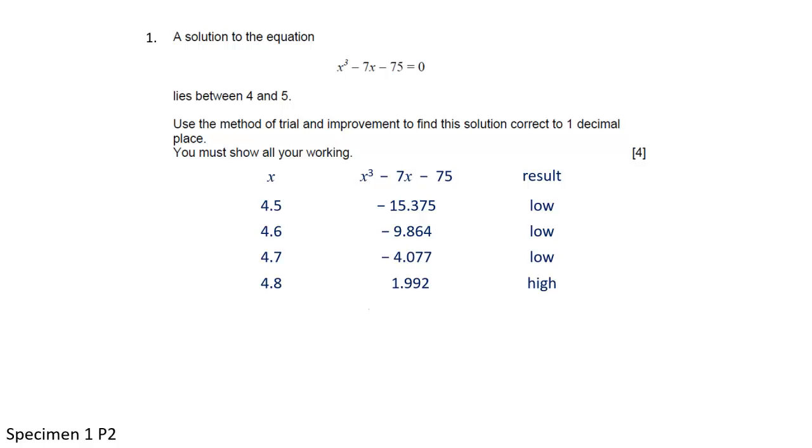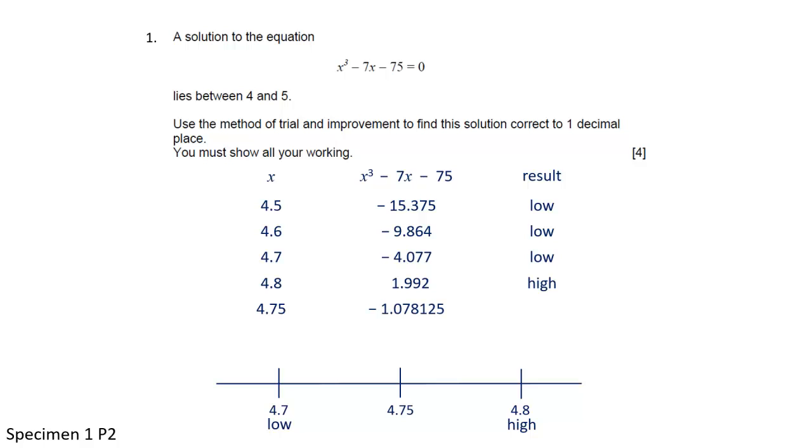So we've got one low, one high. Let's do our little thing there. We've got 4.7, 4.8. So we're going to try the number in between, and that's 4.75. Just to make sure you know how to put that in on the calculator: 4.75, press x cubed, minus 7 times 4.75, minus 75.